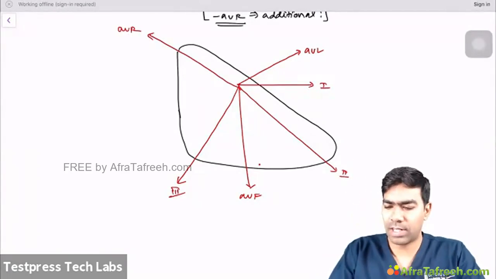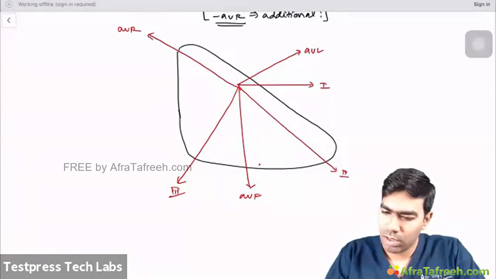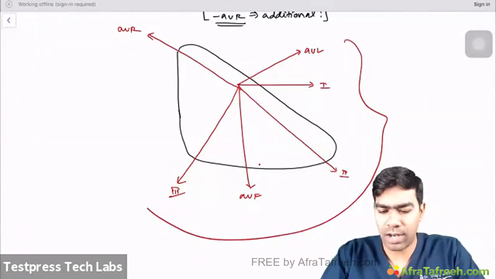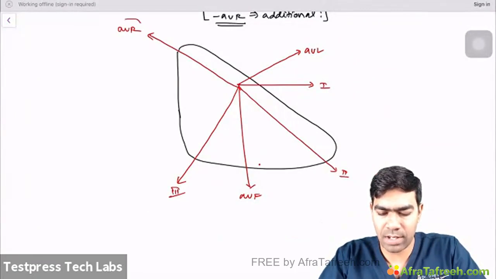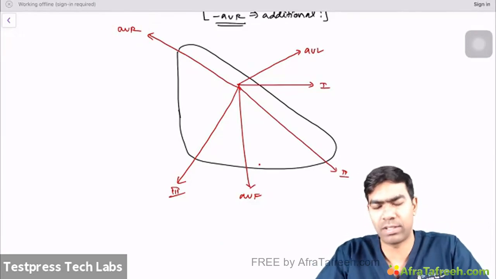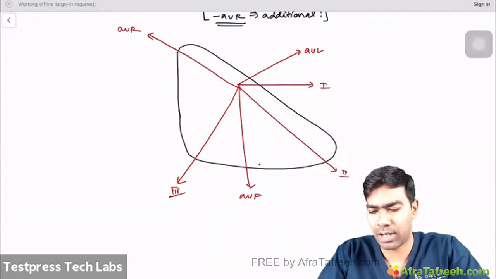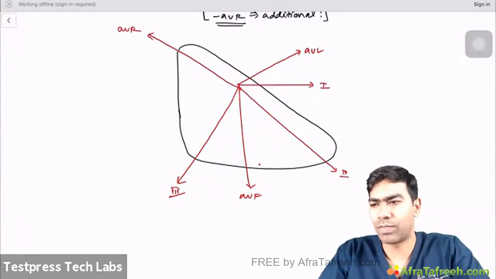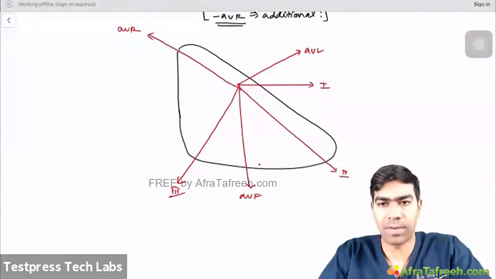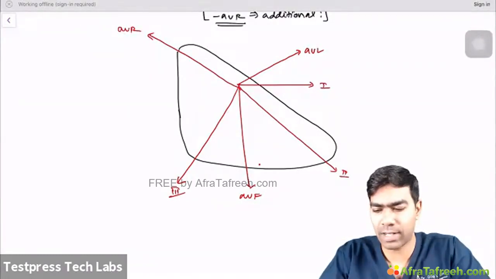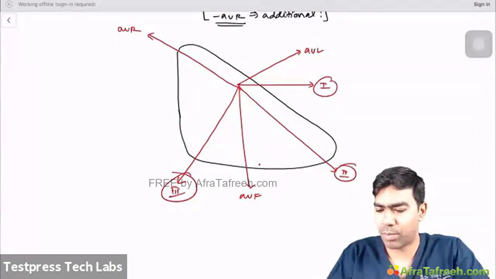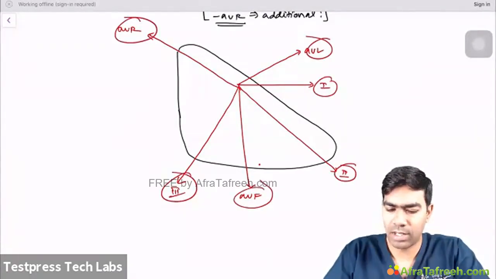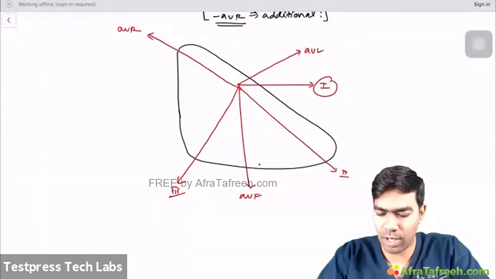So if you see, these leads are basically looking at the heart from a proper direction, but this AVR is the one that sees the heart from a completely different direction, and that's why it's called an extreme lead. It sees the heart from the opposite direction. So 1, AVL, 2, 3, AVF are the most important leads, and AVR, of course, is increasingly recognized in view of left main stem disease and triple vessel disease and all, which we'll be discussing subsequently. So these are basically the limb leads. In that we have the 3 bipolar leads, and we have the 3 augmented limb leads, which are the unipolar limb leads as well.